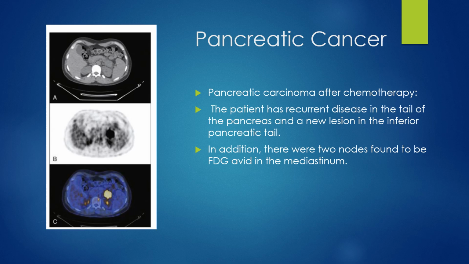So this is an example of pancreatic carcinoma. A to C is CT, PET, and then fused images on a patient with pancreatic carcinoma after chemotherapy. The patient has recurrent disease in the tail of the pancreas and a new lesion in the inferior pancreatic tail. In addition, there are 2 nodes found with FDG in the mediastinum, which means it's probably metastasized.